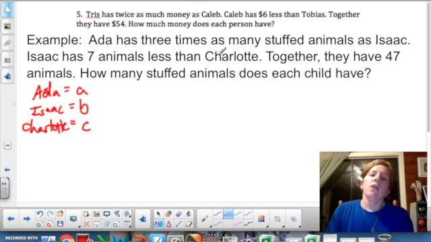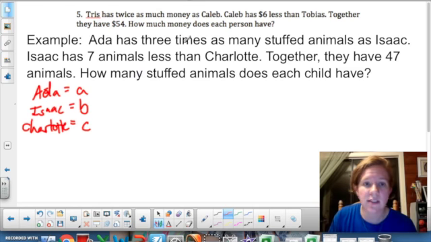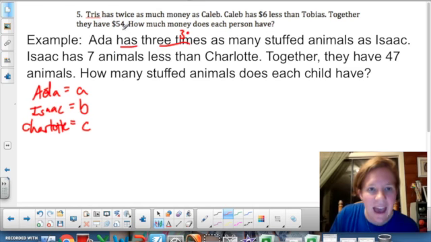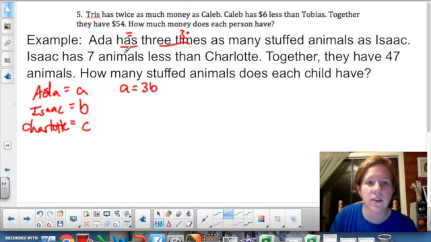Okay, so then we're just going to start writing some equations that go along with the different sentences that we have. So Ada has 3 times as many stuffed animals as Isaac. Well, 3 times means I am multiplying by 3. So Ada has, that's like our equal sign. So Ada is equal to 3 times Isaac. All right, there's equation number 1.